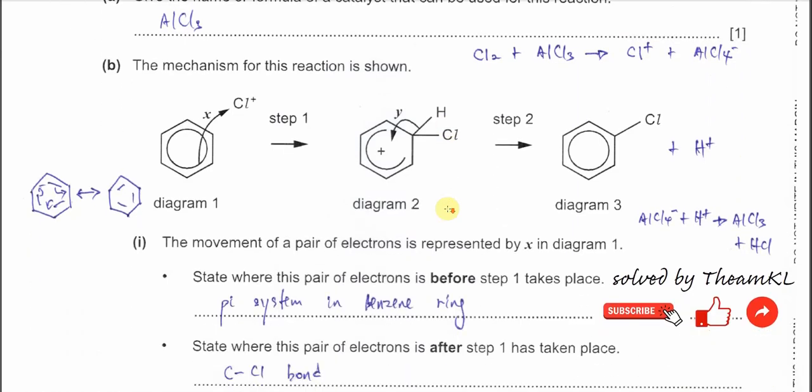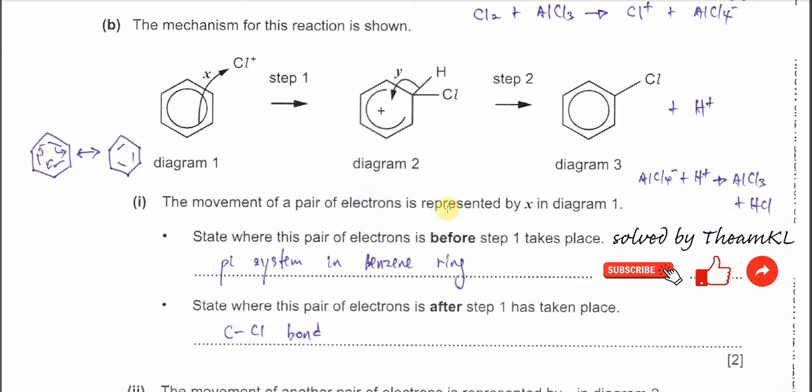For part B, the mechanism for this reaction is shown. Now you do not need to draw the mechanism. You need to, based on this mechanism, answer the following questions.